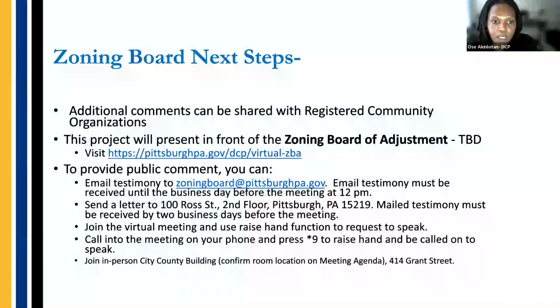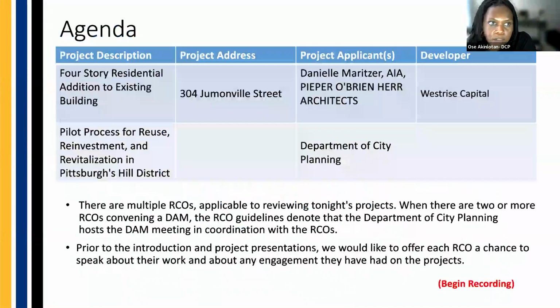Or you can send a letter to 100 Ross Street, 2nd floor, Pittsburgh, PA 15219. Or you can join the virtual meeting and raise your hand to request to speak. If you join by phone, press *9, or you can join in person at the City County building. Please confirm the location via the meeting agenda, which is provided online. And this one's not going to a commission.